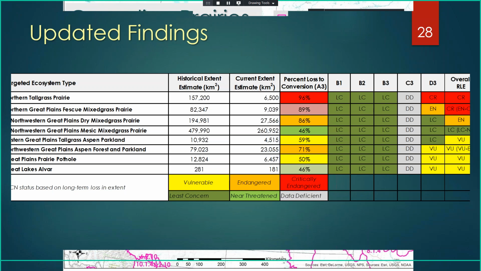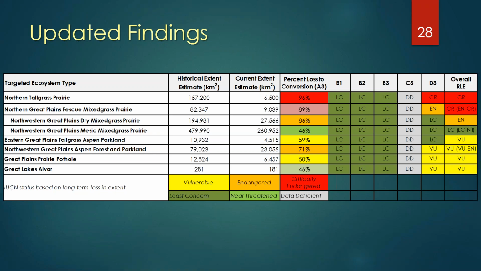And so we walked through that with our updated distribution data for all of these, and this gives us this initial scoring. So what this leaves us with, the critical column here, is on your right. The overall score: the northern tallgrass prairie is scoring as critically endangered, that fescue mixed grass also into the critical category. That dry mixed grass variation of the northwest mixed grass is scoring as endangered. The mesic mixed grass scored as least concern.